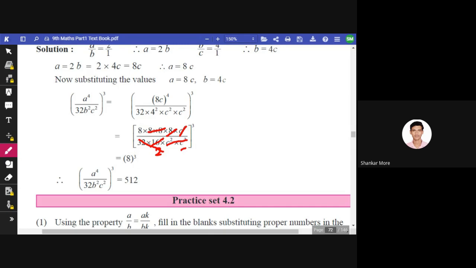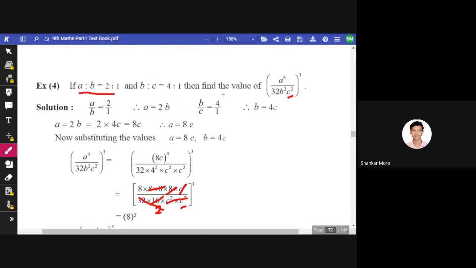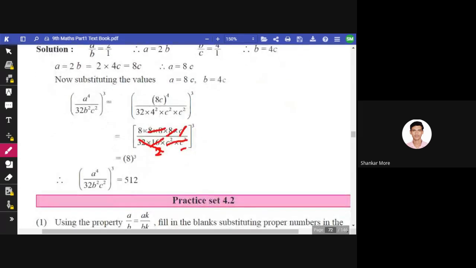512. तो इस कंप्लीट इक्वेशन की वैल्यू जो है क्या आएगी, 512 आएगी। ओके, so this is one way. Can we solve it in some different way? क्या हम इसे किसी और तरीके से सॉल्व कर सकते हैं? डू यू हैव एनी आइडिया?